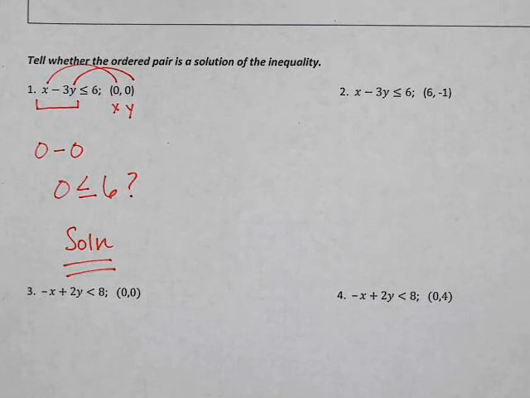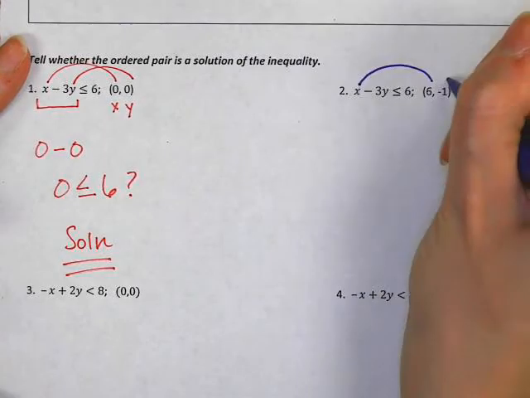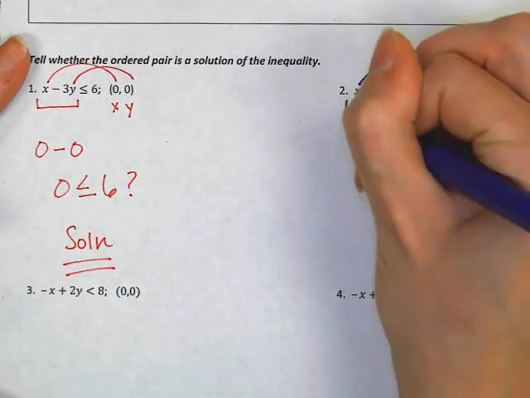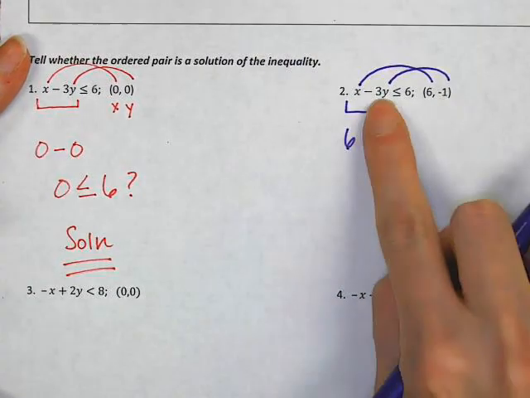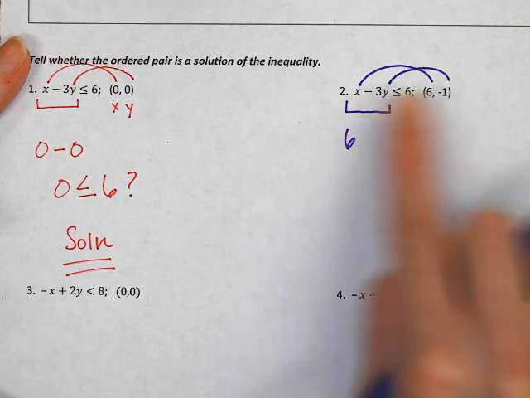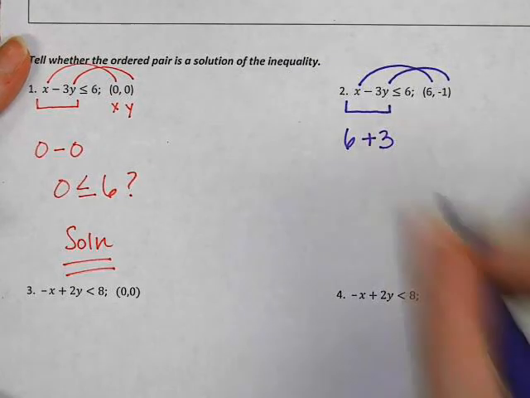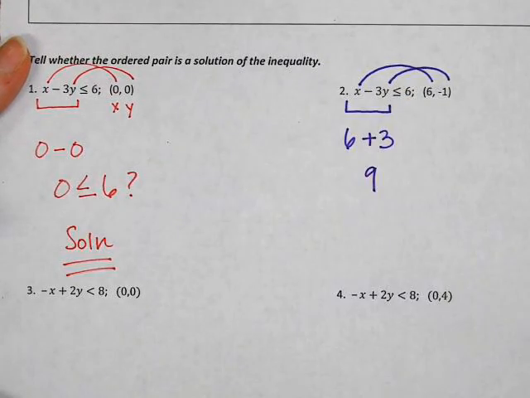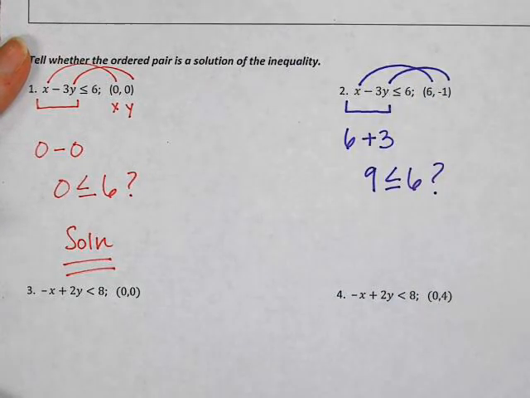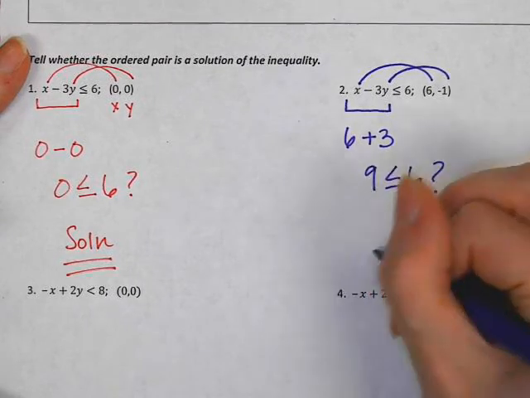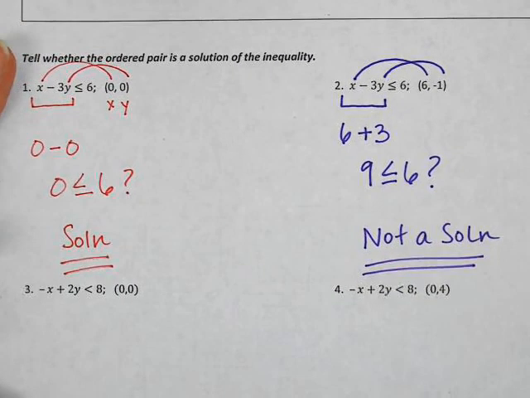Now let's look at number 2. Again, we're going to plug them in. So we're going to plug in 6 into x and negative 1 into y. And let's see what we get on the left-hand side. So if x is 6, and then minus 3 times negative 1, so a minus becomes a plus 3. And then 6 plus 3 is 9. So now we answer the question, is 9 less than or equal to 6? And you guys would say, no, it's not. So this one is not a solution. Or you could just write no.